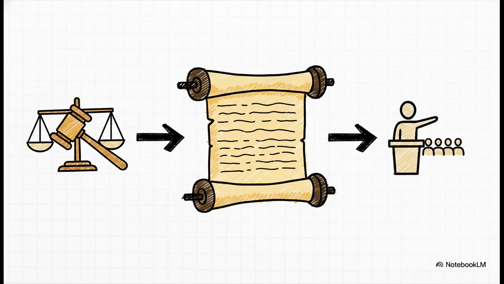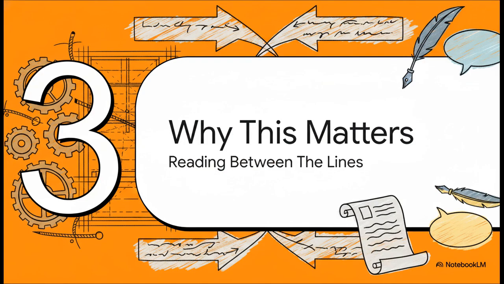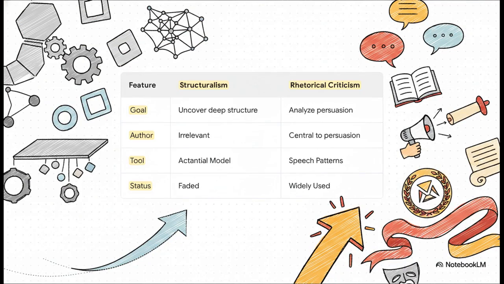Okay, so we've got these two really different toolkits, right? One's like a treasure hunter with a map to a hidden structure, and the other is like a debate coach analyzing a killer speech. So let's put them side by side and see how they stack up. Yeah, this really makes the contrast super clear, doesn't it? Structuralism pretty much ignores the author to find these universal patterns, but for rhetorical criticism, the author's intent to persuade is everything. One uses abstract models, the other uses real historical speech patterns.